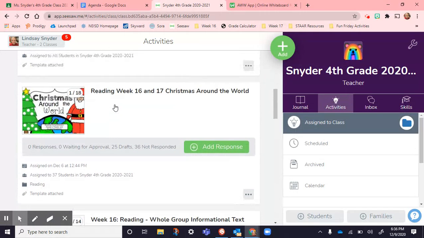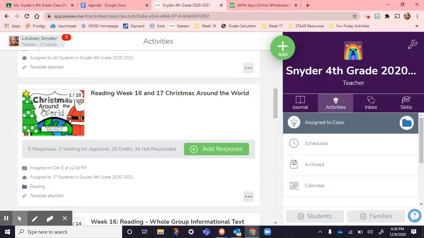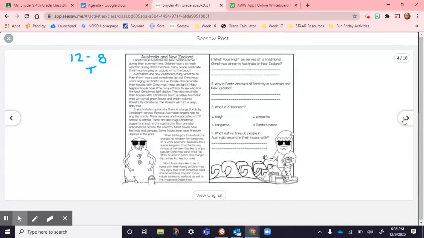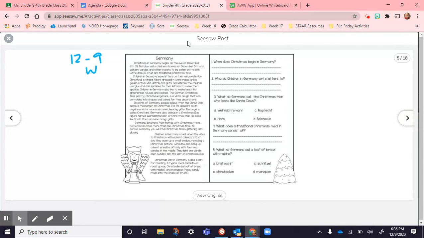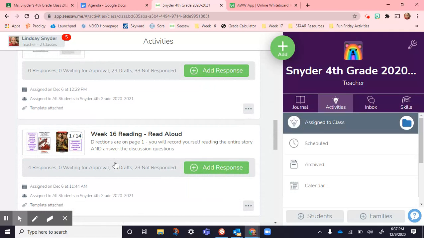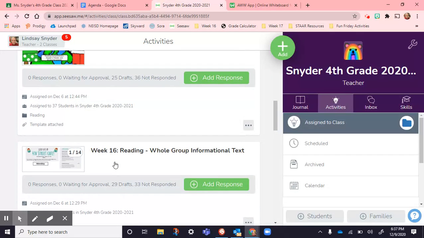So for reading, while it's here, the independent work that they did was in the Christmas Around the World. So today's Wednesday. So today they read Christmas in Germany. And they read this passage right here and answered these 5 questions about Germany. And then they had their read aloud where they're recording themselves reading here.